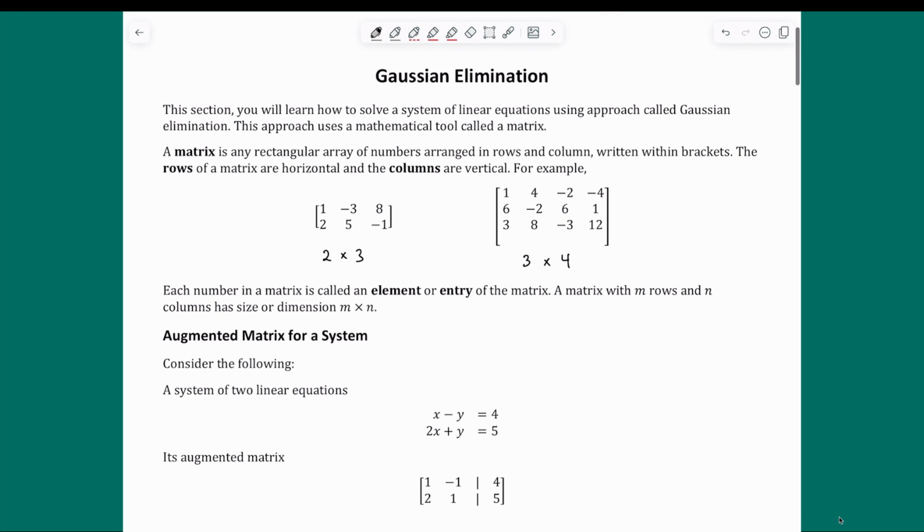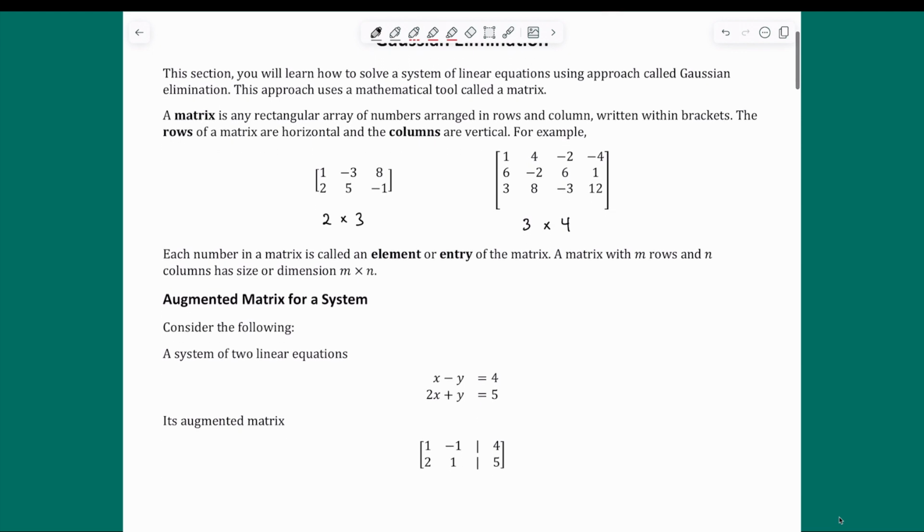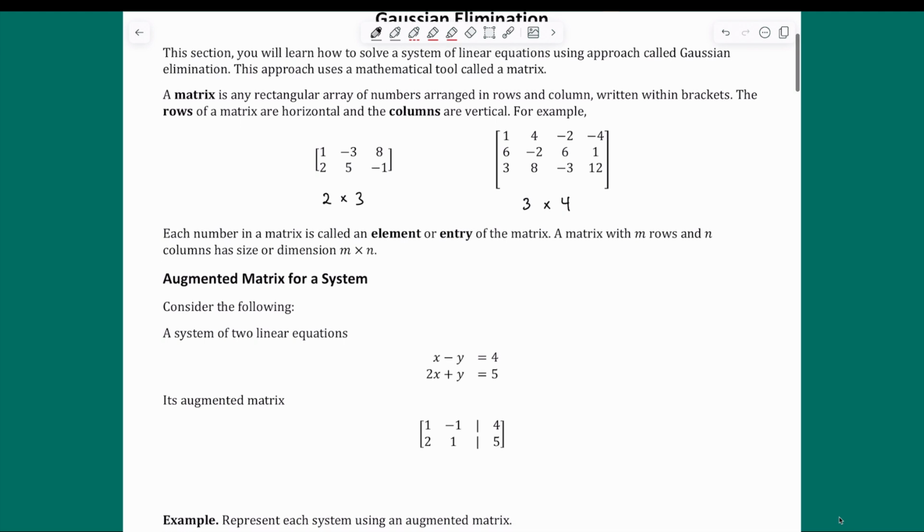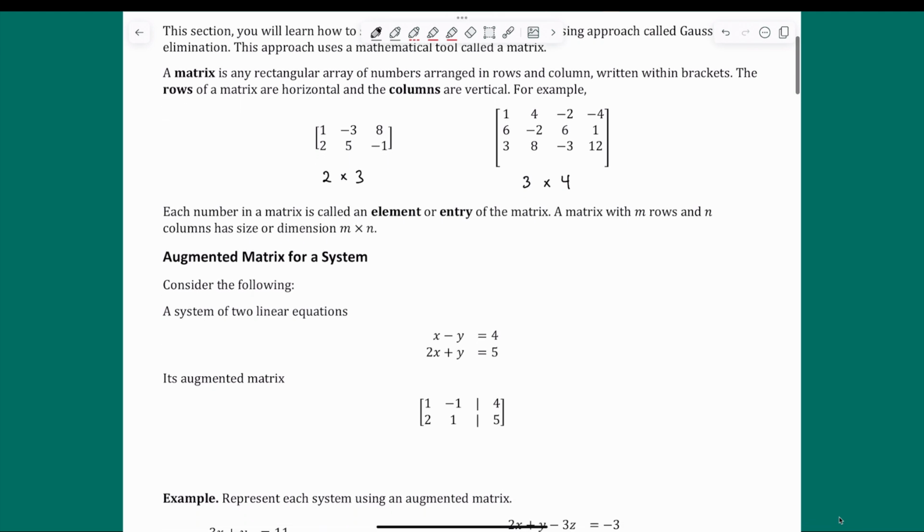The way we use matrices in this approach is we set up something called an augmented matrix. So consider the following. We have a system of linear equations: x minus y equals 4, 2x plus y equals 5. That's our system. We have 2 equations and 2 unknowns. Its augmented matrix is the matrix 1, negative 1, 4, 2, 1, 5.